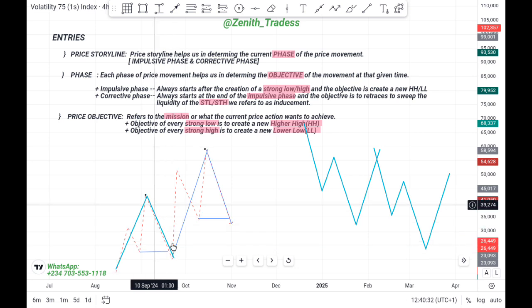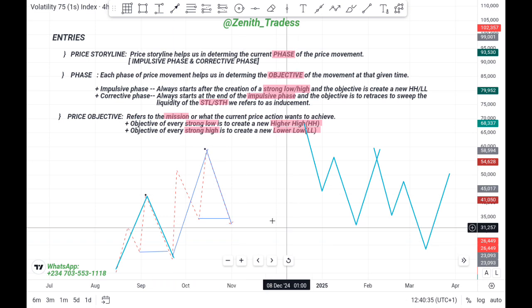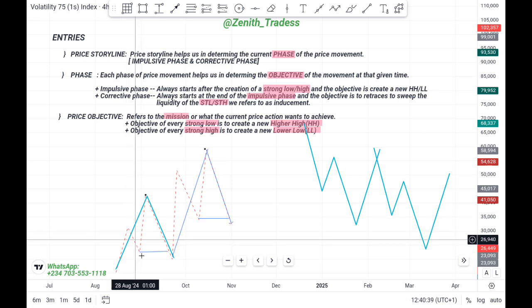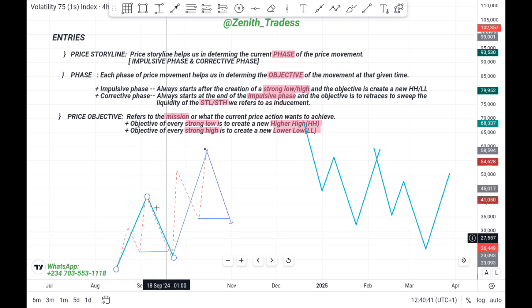Some people, you can trade it. When we get there, you will understand the detail I'm trying to explain. But the impulsive move does create a valid pullback that the corrective move must come and sweep most of the times. Now, what is the phase?